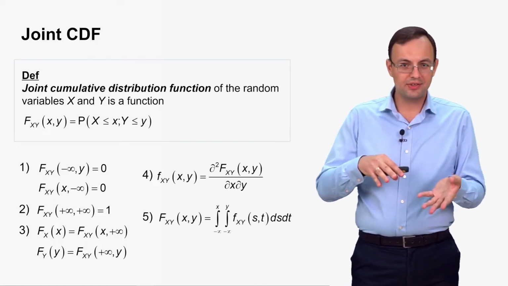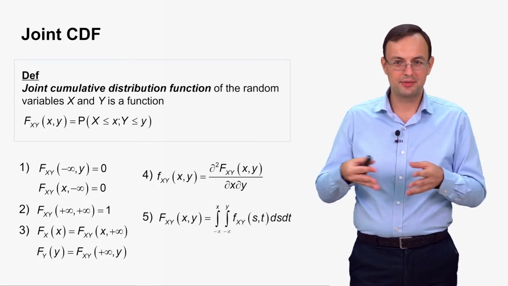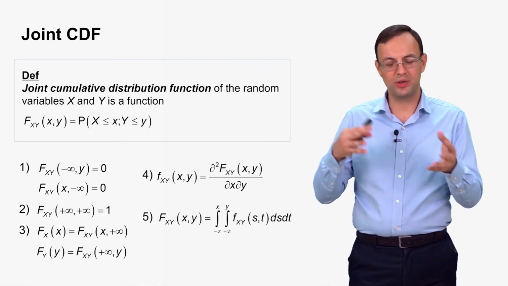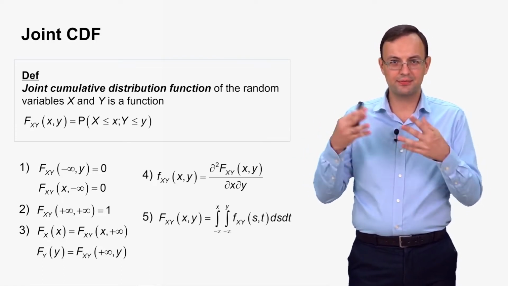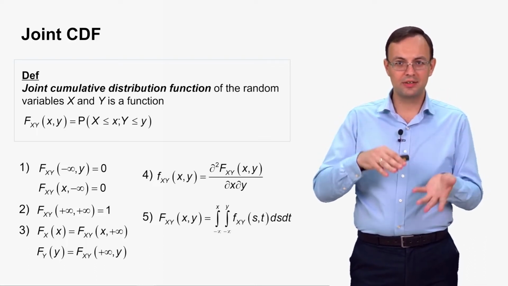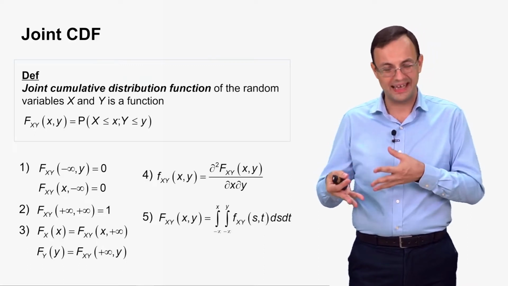So the same is for the marginal PDF of y. So when we, for the marginal PDF of x, substitute plus infinity for y, that means that y can take any values, and we are interested only in x values, so we get PDF of x.